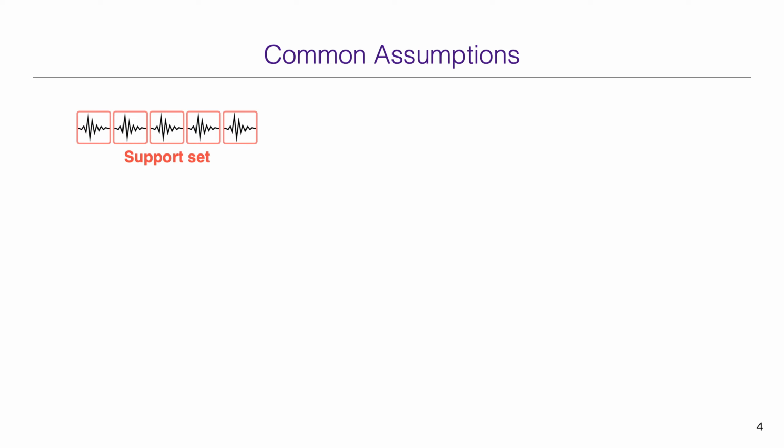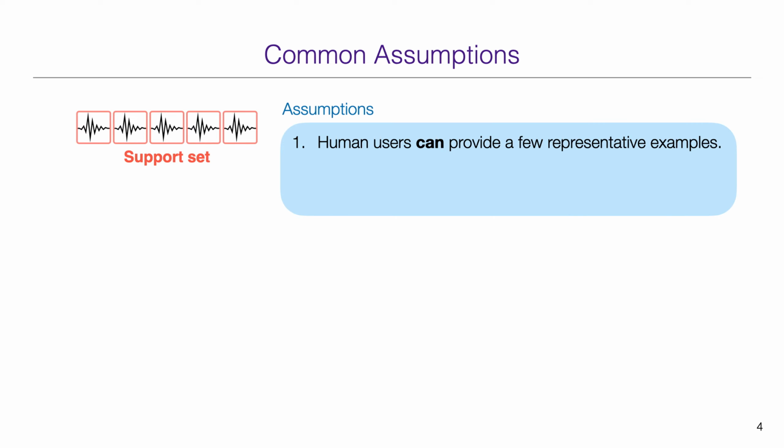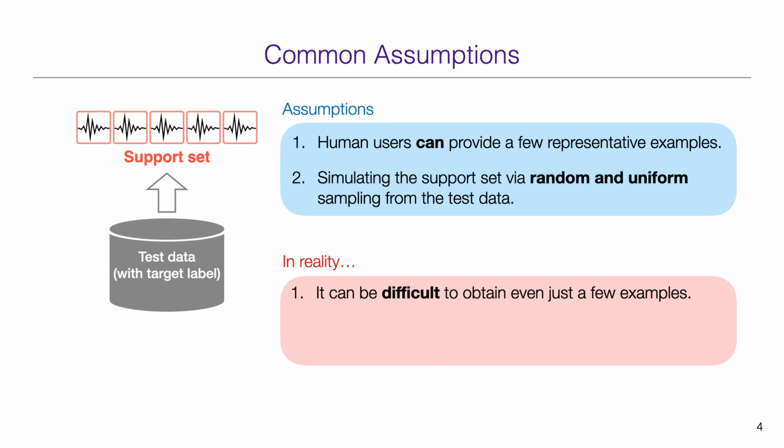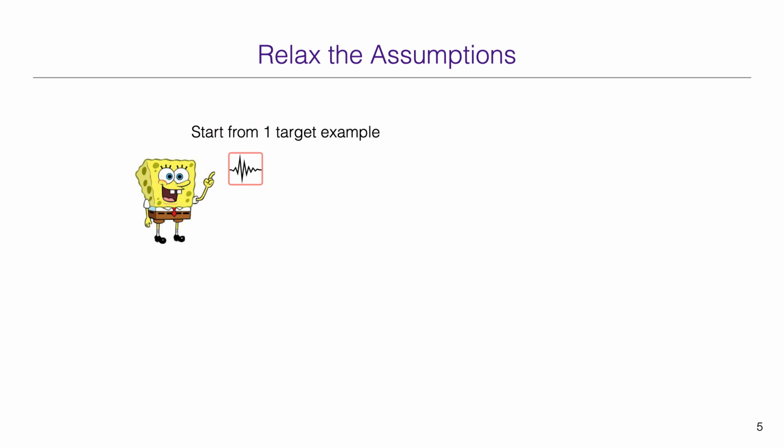One of the main assumptions in a standard few-shot setup is that the human user can provide a few representative examples, for instance, 5 examples. And most research studies simulate this process by sampling the support set randomly and uniformly from all test data with the target class label. However, in reality, users might not even have 5 examples at hand, for example, for a newly emerged sound. Or these examples may be from a limited context and not representative, resulting in model performance lower than expected. In this work, we relax these assumptions to reflect real-world scenarios.